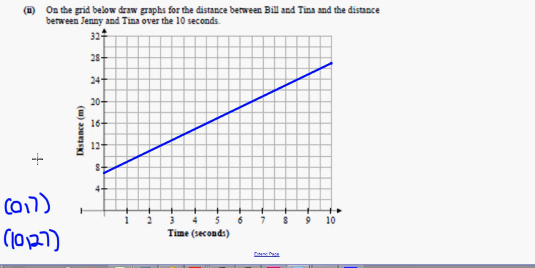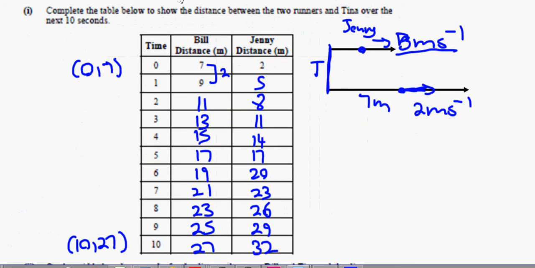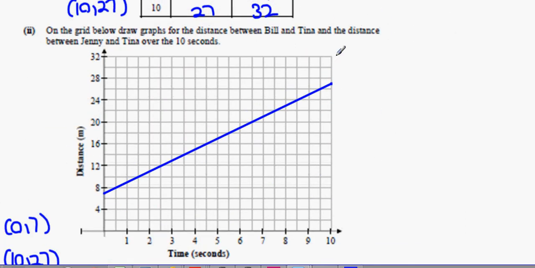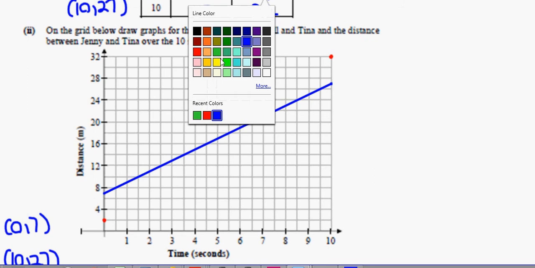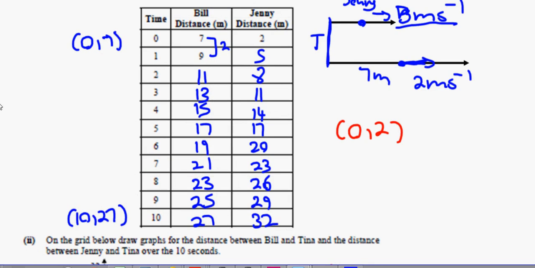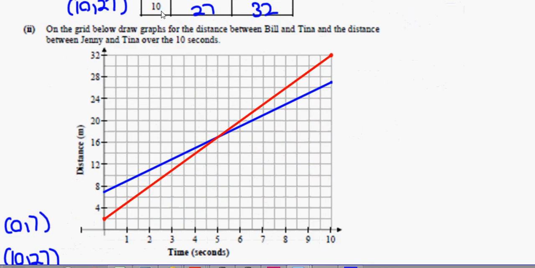Now we're going to do Jenny's, and we'll do Jenny in red. Jenny's first point is 0.2, and her last point is 10.32. So 10.32 is located here, and 0.2 is located down here. Now we're going to join them together via a line as well. And there we go. What we can see is that they're both the same at 17 seconds, which is what we came to expect.